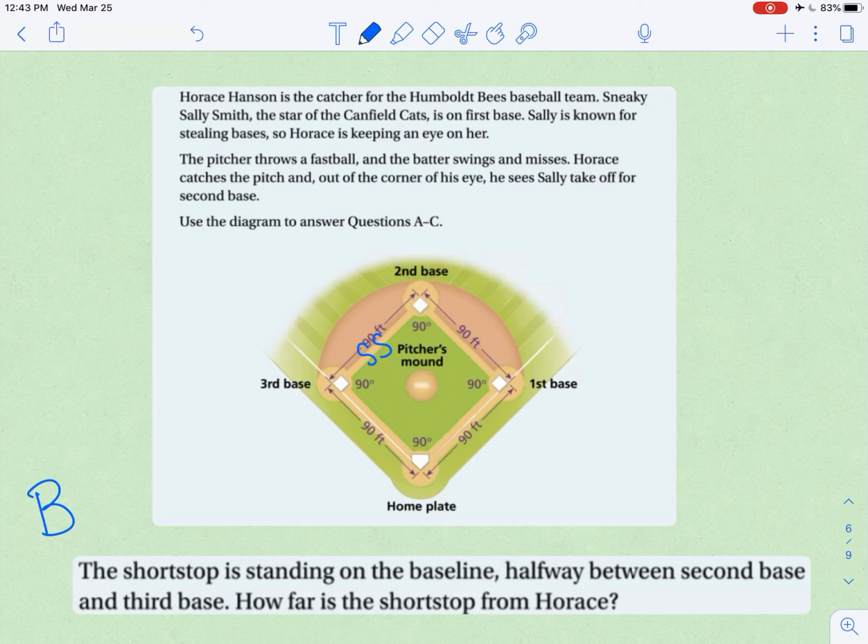So the shortstop, I added a little bit of a diagram there. SS represents shortstop. The shortstop is directly between second base and third base. So we're trying to figure out how far the shortstop is from Horace, who is at home plate. For this question, you just need to write your answer in simplified radical form, and you don't need to explain.